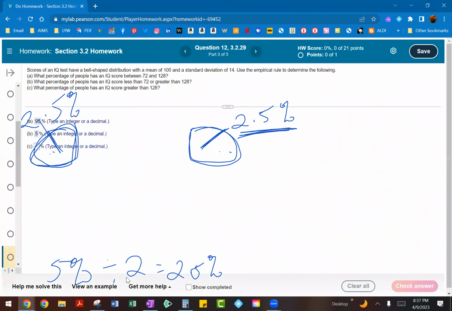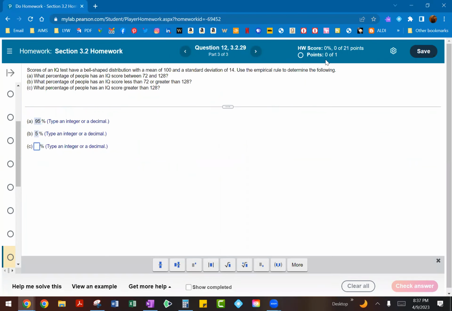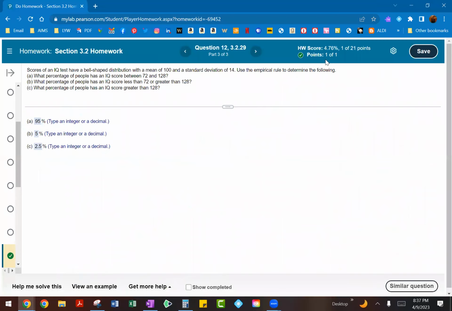So again, let's come back over here. And this is going to be 2.5%. And that's all you have to do in this. So you're just using the empirical rule to come up with these percentages.